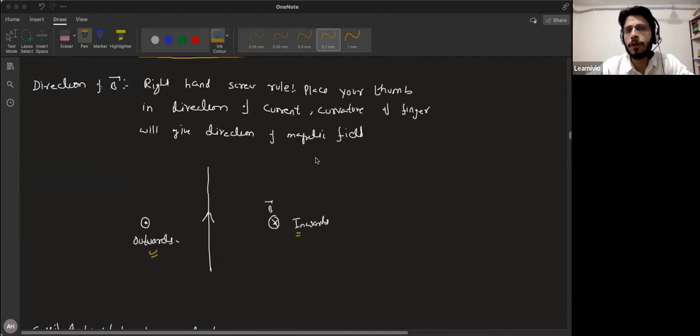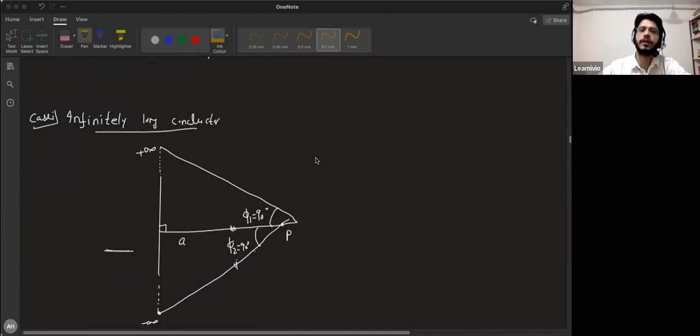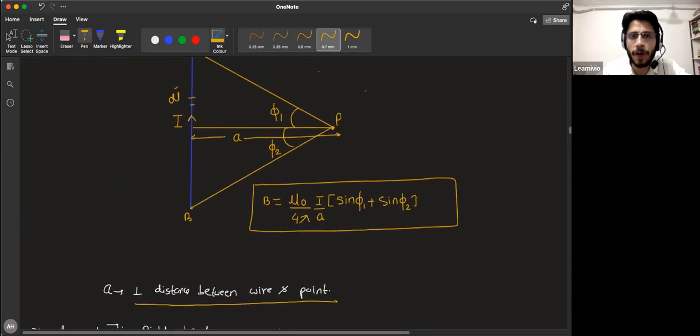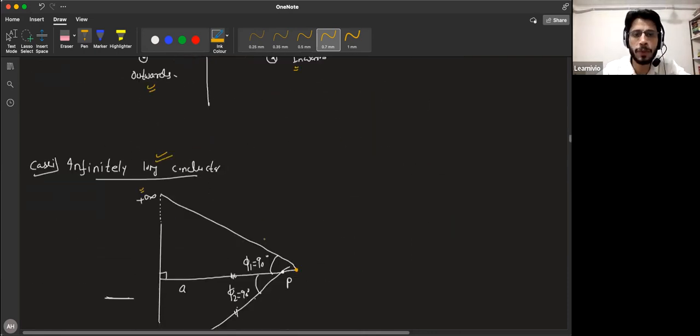Okay, after this, we have some special cases. The first case is, what if your conductor is infinitely long? Infinitely long means the ends of the conductor are going towards infinity. The conductor extends from minus infinity to plus infinity, and you want to calculate the magnetic field at this point. When the length of the conductor increases, the angles phi 1 and phi 2 also increase. When the length becomes infinity, phi 1 and phi 2 become 90 degrees.